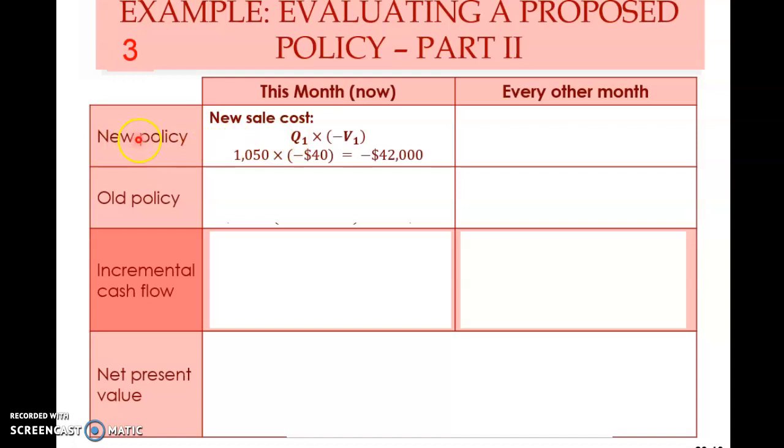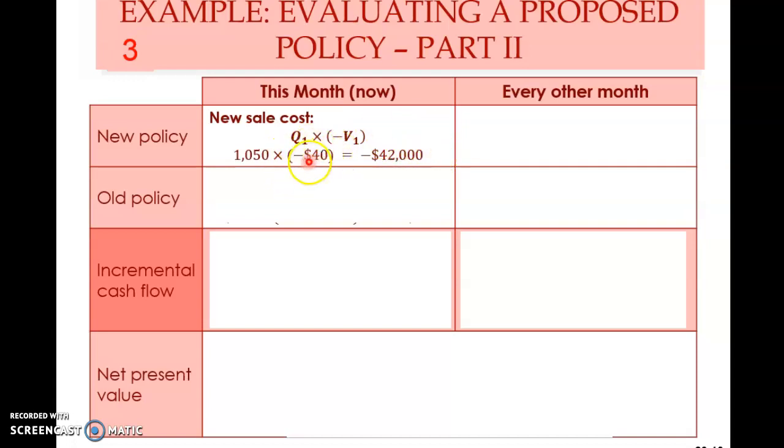Therefore, when you do that, you sell, you incur the cost, but you don't collect. Is that okay? So this is the cost. The total cost will be the number of units multiplied by the variable cost per unit. So it will be negative 42,000. The new policy will be a cash outflow, because once you make the sale, even though you don't collect, you actually pay for the cost of each unit.